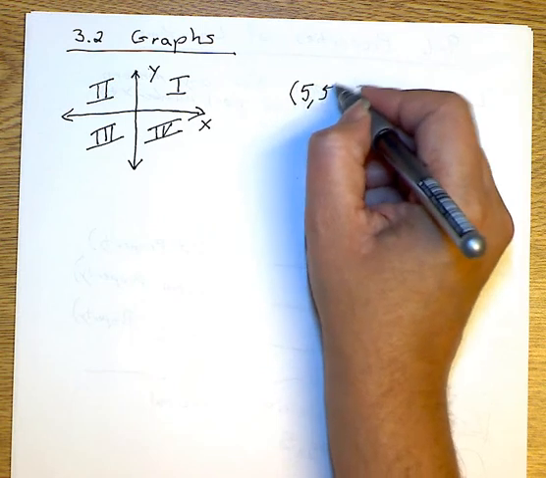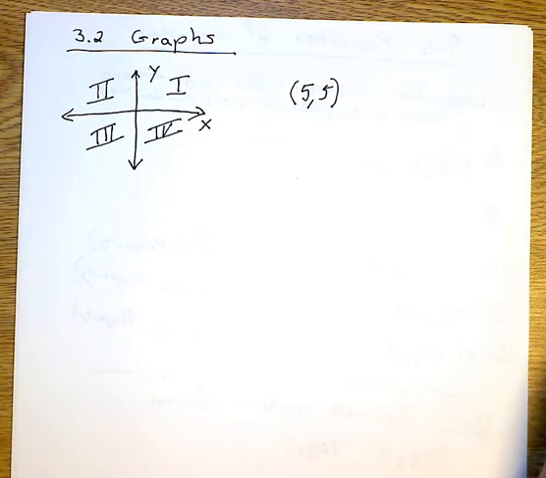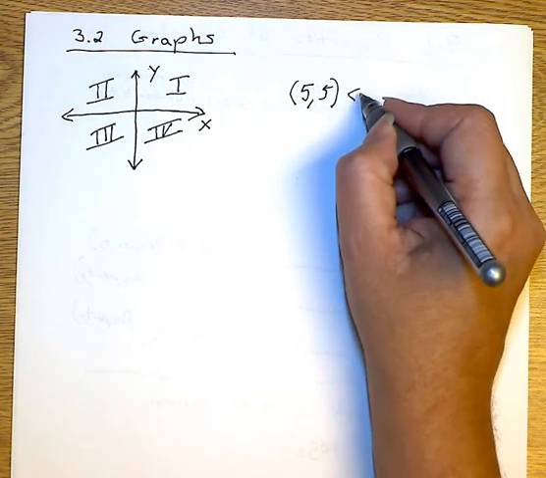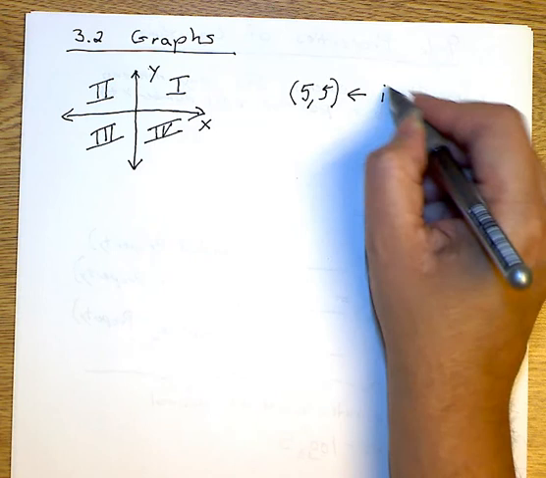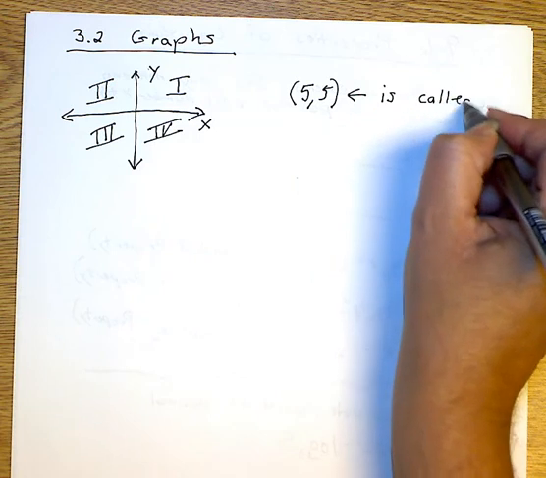I know you guys know that this is a point, but does anybody know another name for this point? Ordered pair. So this is called an ordered pair.